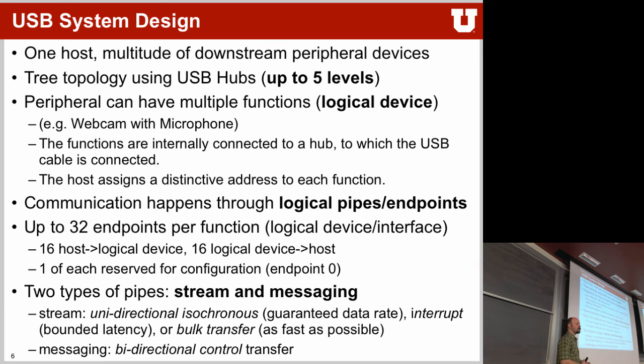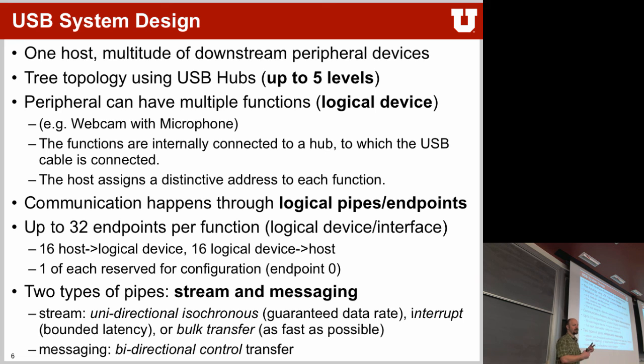What does that mean? You have 16 endpoints going from a host to a device, and 16 from device back to the host. One of these is actually reserved. That's always endpoint number 0 in both directions. That's for control and configuration of the devices themselves. The other pipes or endpoints can be used for communication.